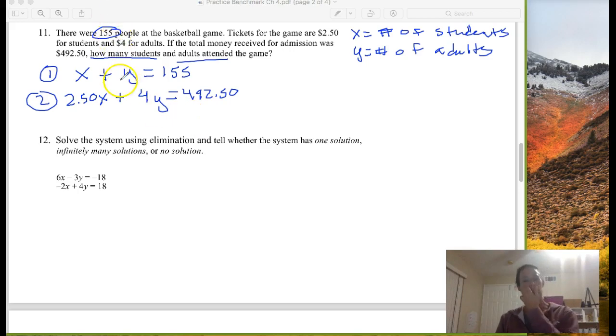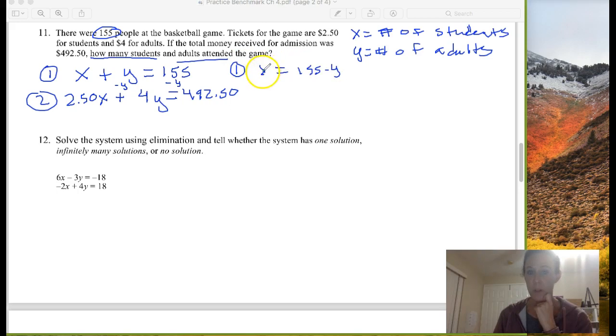My choice for solving this would probably be substitution. I would solve for X or Y in equation 1 and plug it into equation 2. So let's take equation 1. If I subtract Y from both sides, that would give me X equals, the Y's eliminate, and I would have 155 minus Y. So there's new equation 1, all right? Now let's take this and plug it into equation 2 for X.